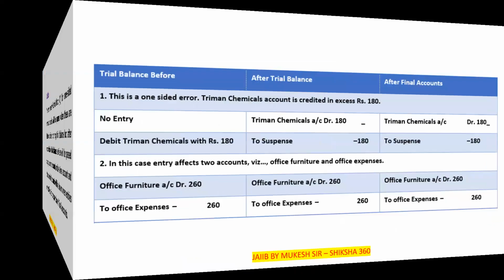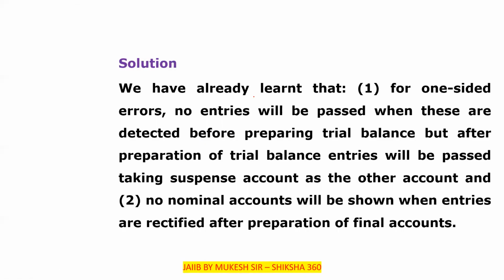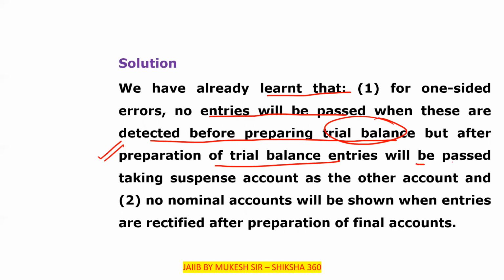First, please remember this thing. We have already learned that for a one-sided error, no entries will be passed when these are detected before preparing the trial balance. But after the preparation of the trial balance, entries will be passed, taking the suspense account as the other account, clear? Now we have already prepared the trial balance, so we have to use the other account, that is the suspense account.